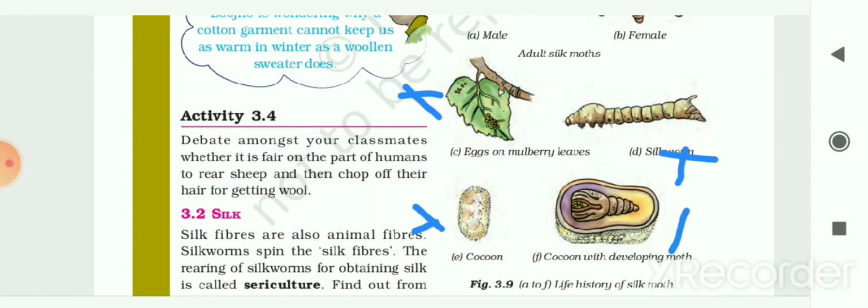The last stage is the silk moth. So the further development of the pupa into moth continues inside the cocoon, this one. And finally the silk moth comes out by breaking the cocoon. So this is the life history of the silk moth.